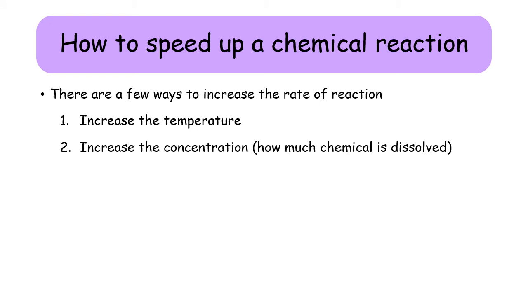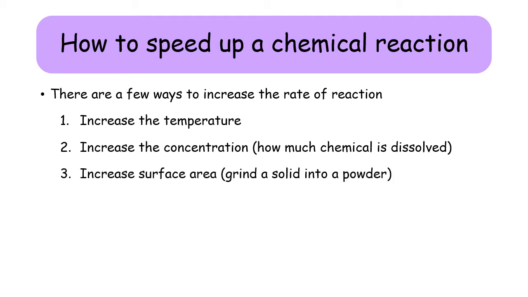The next thing we could do would be to increase the concentration. Now concentration means how much chemical is dissolved in a reaction. And if we've got more chemical dissolved in a reaction, it's going to be able to react faster. So increasing the concentration. The third one is probably the hardest one to understand.